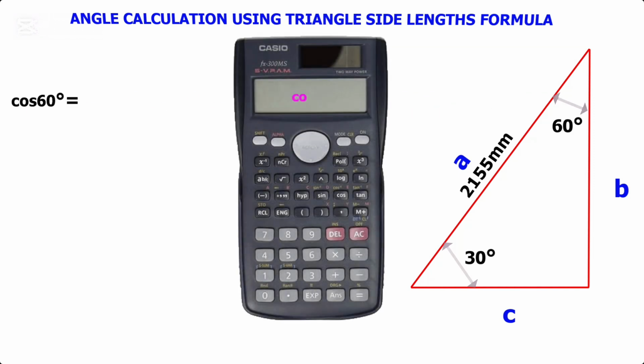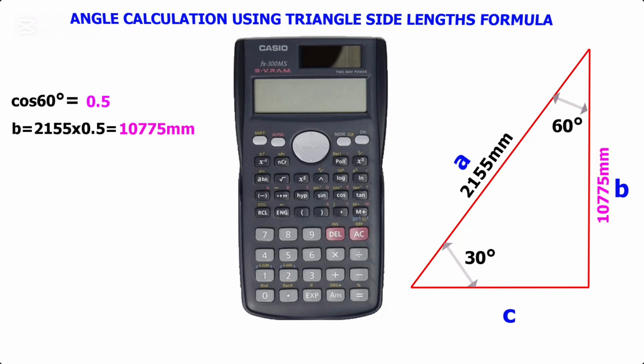So cosine of 60 degrees is equal to 0.5. So we are using that, 2155 travel times 0.5. The cosine of 60 degrees is equal to 1077. Okay, so we have already calculated the set.